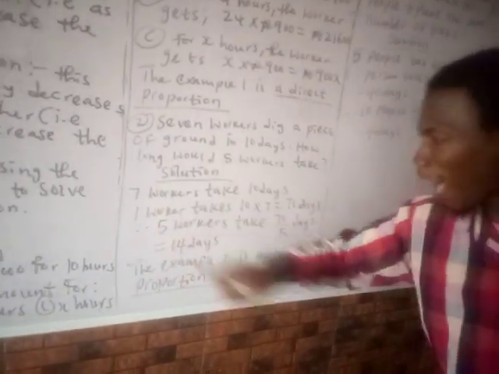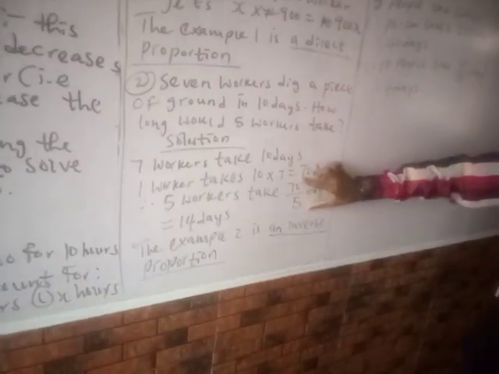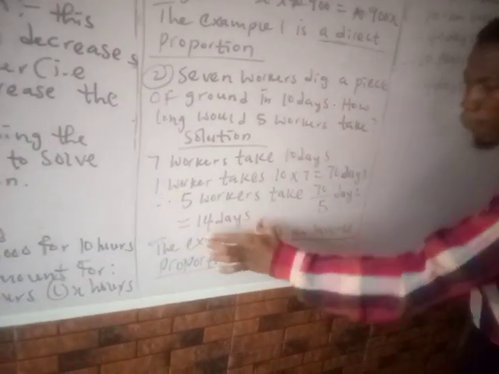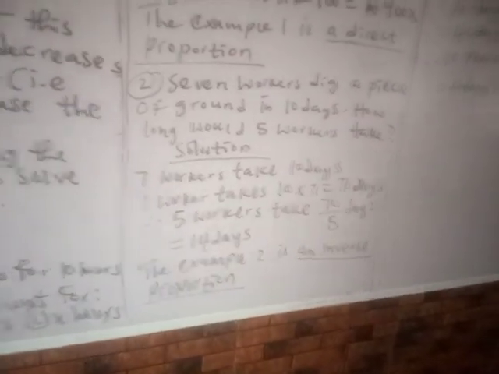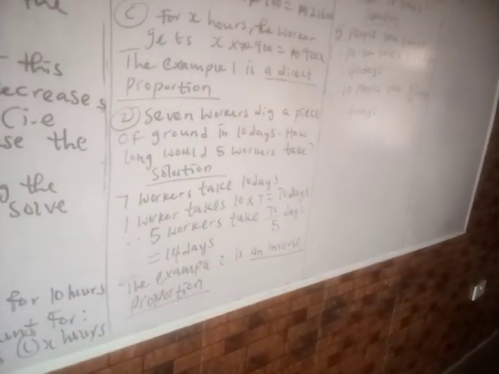So therefore, for 5 workers, it will not be easy for us to know it directly. And how do we get it? By dividing, isn't it? So 70 divided by 5 will give how many days? 14 days. So it will take 14 days for 5 workers to do the work. Do you understand?